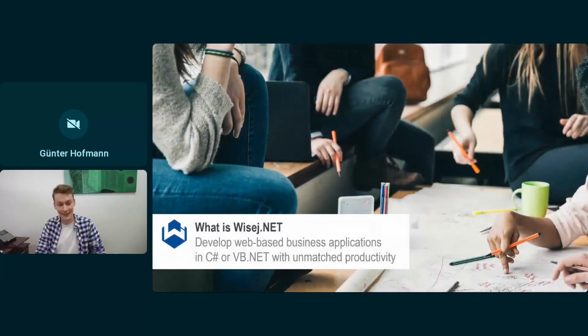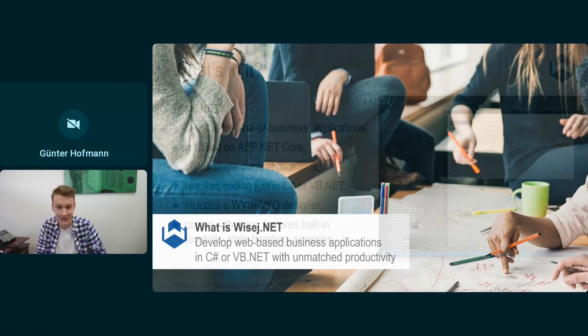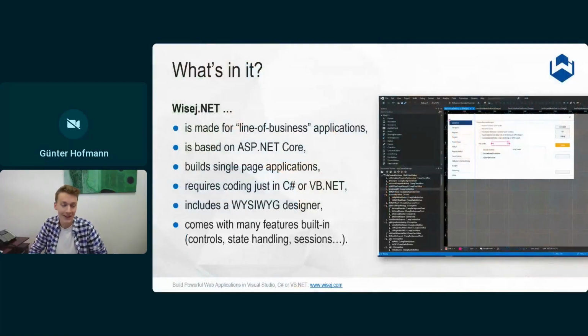So what is WisejNet? Sorry for the people who have heard this once, twice, or 3 times already, but I'll try to keep it concise. WisejNet is a web framework for ASP.NET Core that allows you to build enterprise-scale line of business applications. Everything is done in Visual Studio using the WisejNet Designer, which is right here. And this is installed as a Visual Studio extension available on the Visual Studio Marketplace.